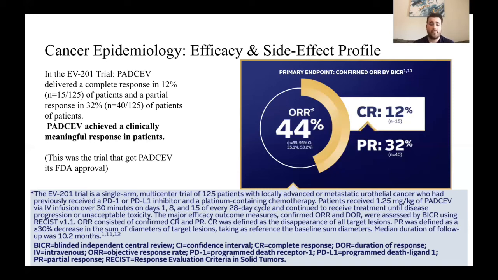And with Padcev, it is a treatment that is intended for adults with locally advanced or metastatic urothelial cancer who have already received prior cancer treatment. And that cancer treatment could have been the programmed death receptor or a programmed death ligand inhibitor or a platinum-containing chemotherapy. And it's typically used as a Hail Mary almost. It's like after everything else hasn't worked, we're going to see if Padcev will help just a little bit more or just help finish the job because prior treatment wasn't as effective as the physicians and the patients had hoped for.